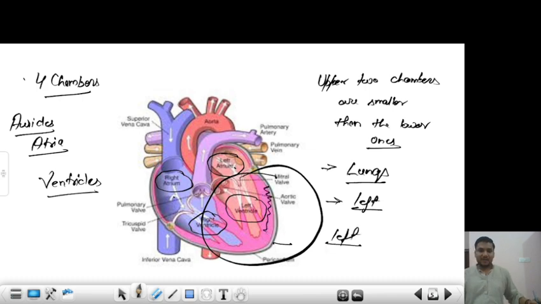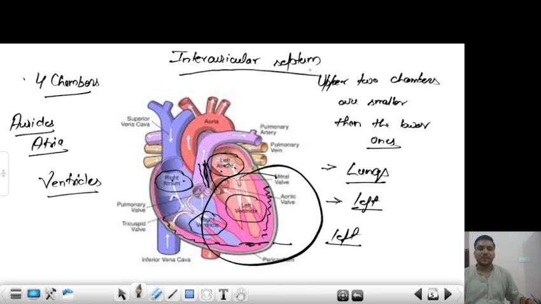The muscles of ventricles are stronger as compared to the muscles of auricles, because ventricles have to give the blood to the long distances, and the function of ventricles is to supply the blood, but the function of atrium is to receive the blood. Here you can see these are the two atrium, which is separated by a septa, and this septa is known as interauricular septum.